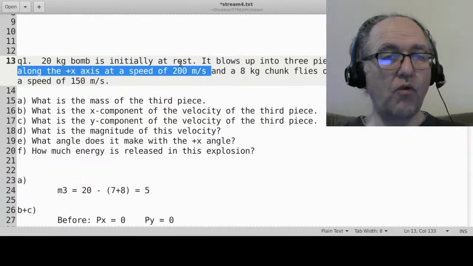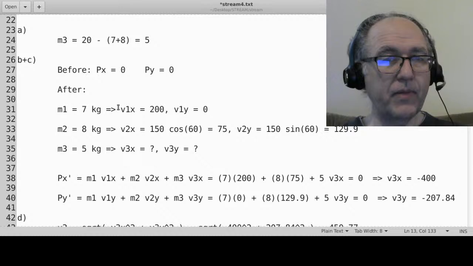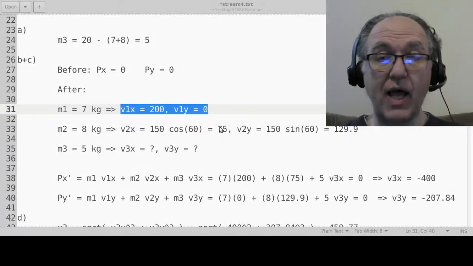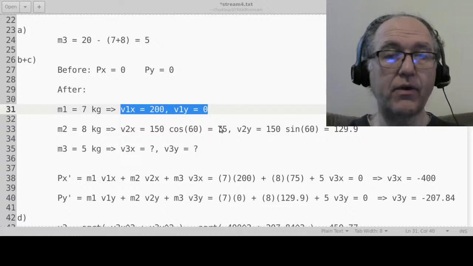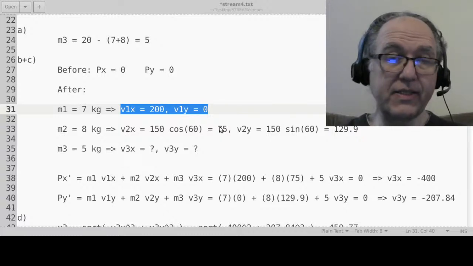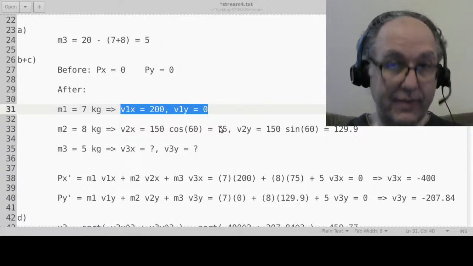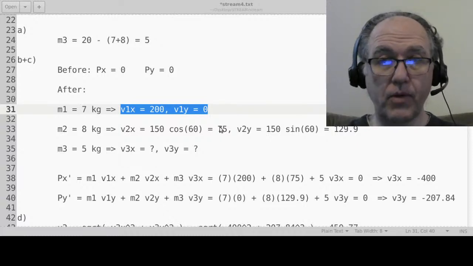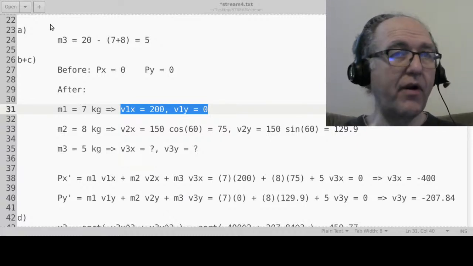And so over here, when you go to break up the velocity for M1, the x component is the full velocity. It's the full 200 meters per second, okay? And the y velocity is 0. So we have V1x, that's going to be the 200, the full velocity, and V1y is 0, okay? So that was easy enough, all right?